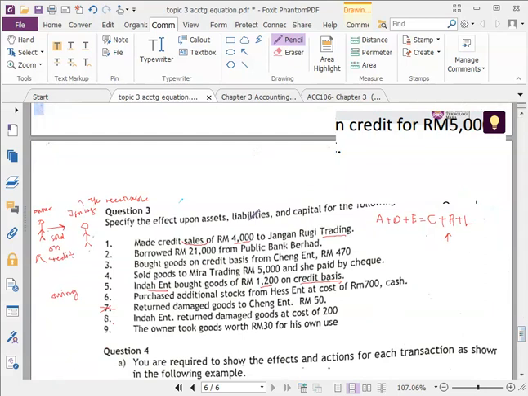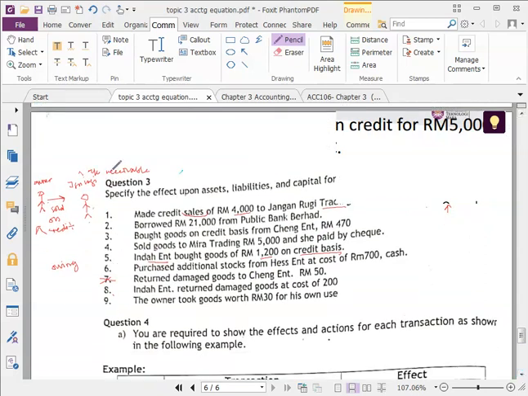Specify the effects upon asset, liability, capital for the following transaction. Okay, yang ni nanti awak try buat kat rumah. Okay? Yang nombor 1 boleh buat, goods on credit boleh. So good. 1, 2, 3, 4, 5, 6 boleh. 7 tak payah. 8 tak payah. Nombor 9 buat. Okay, 1, 2, 3, 4, 5, 6, 9. 7, 8 tak payah.